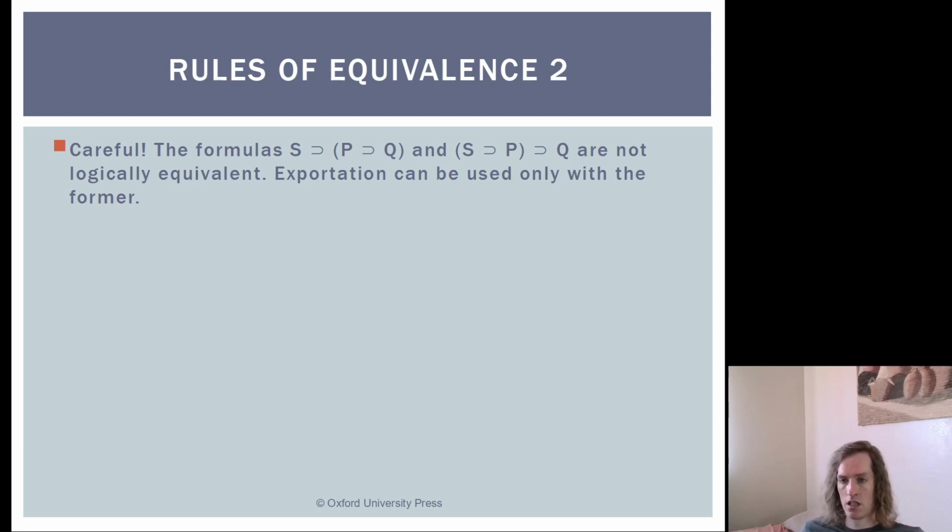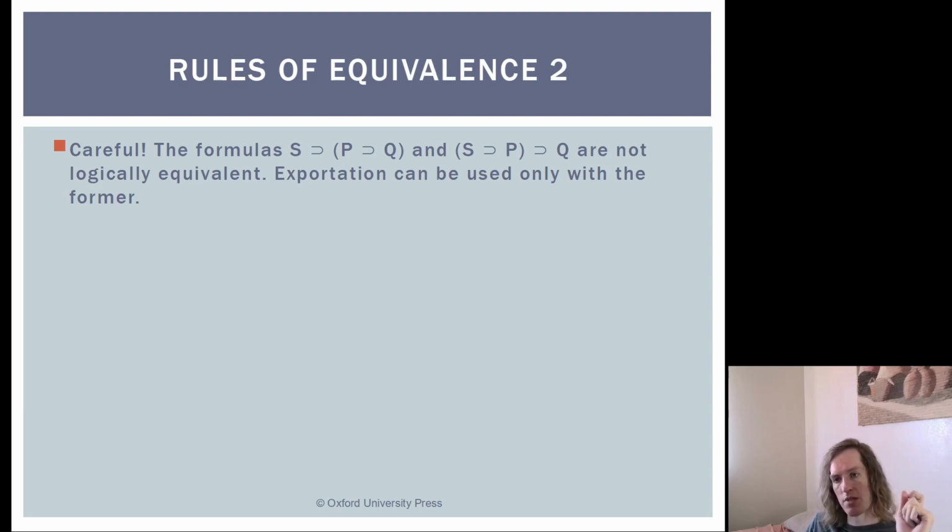Okay, so this is something to be careful about. The formulas if S then (if P then Q) and (if S then P) then Q are not logically equivalent. So it's not a matter of just moving parentheses around. Remember, we can do that with disjunctions and conjunctions, where the parentheses are just moved from one side to another, but these are not logically equivalent formulas.